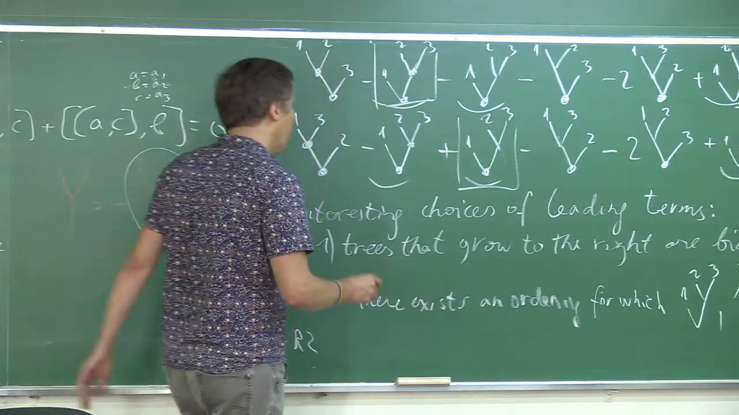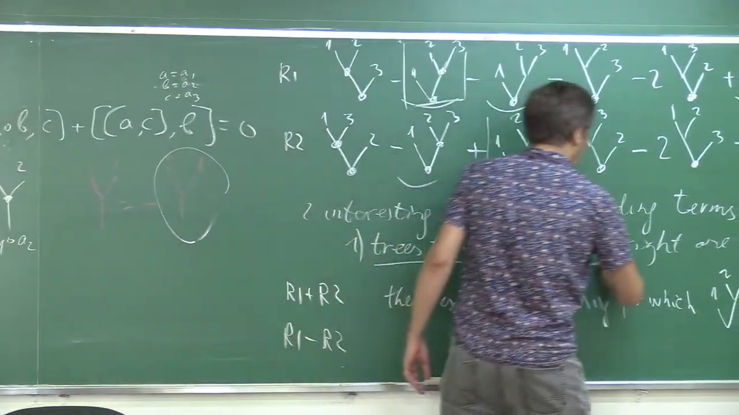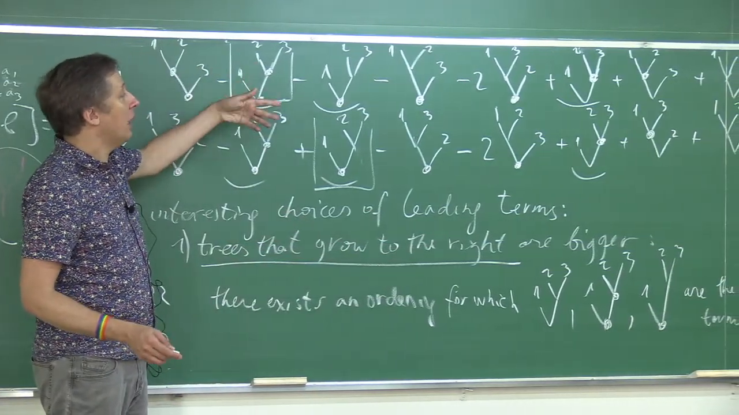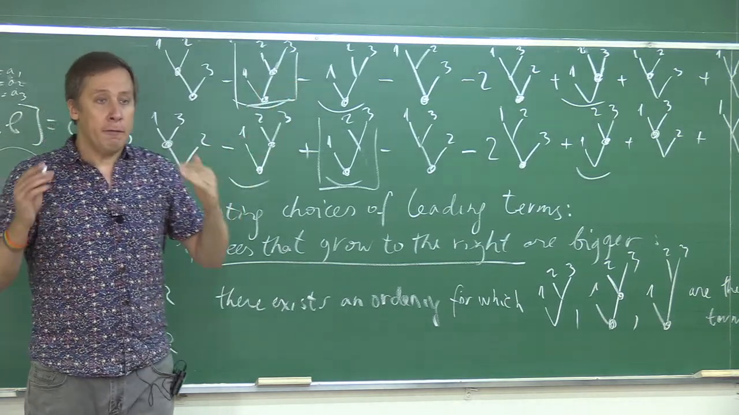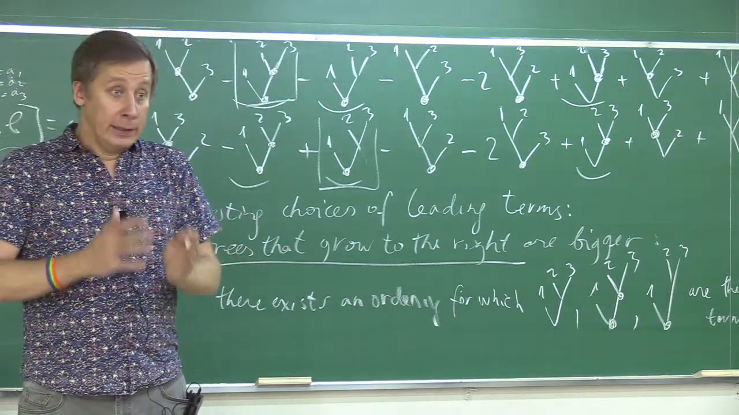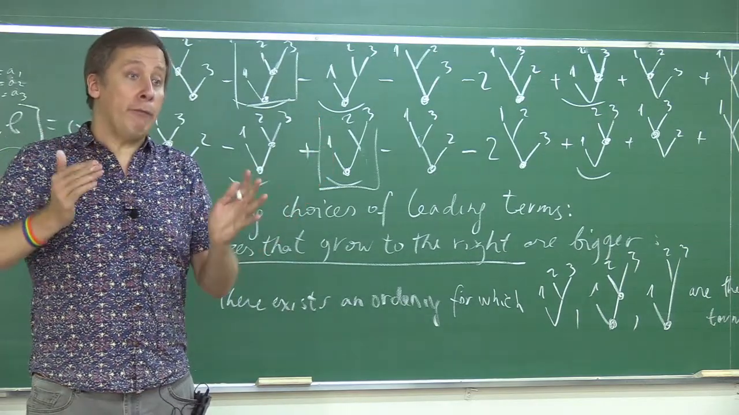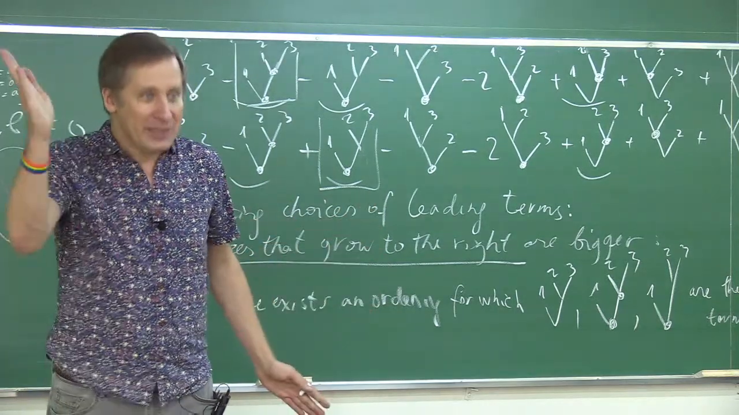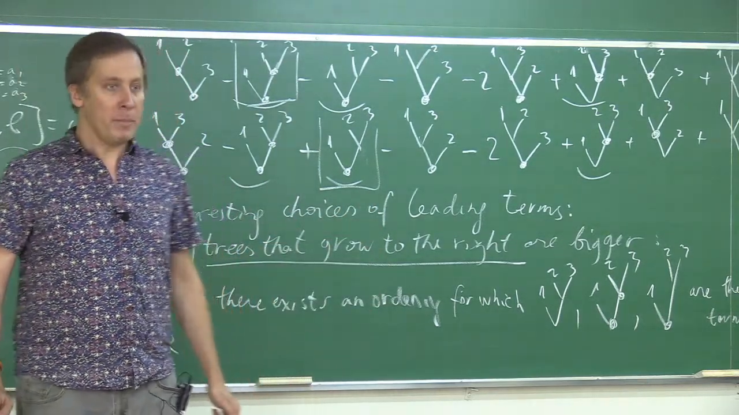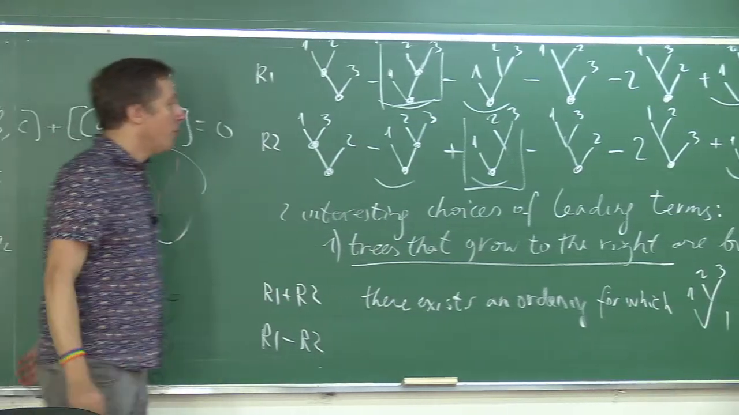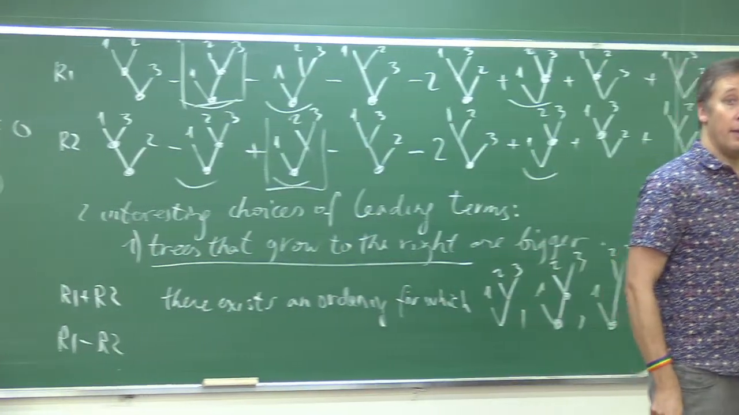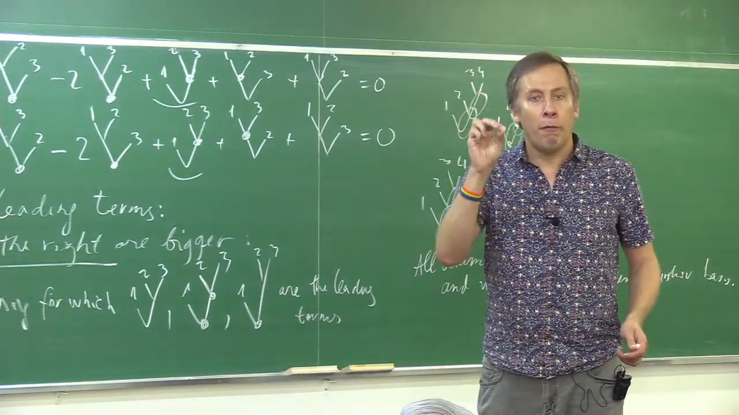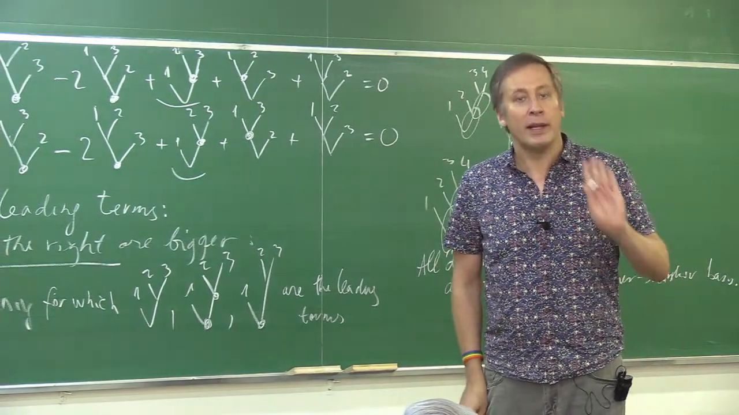In fact, I told you that trees that go to the right are bigger because it's enough to understand what is going on here. What I mean is that there exists a total order of all shuffle trees which is compatible with all the operations, such that trees that go to the right are bigger. And then this order respects multiplication. This order respects composition of substitutions of operations into one another.